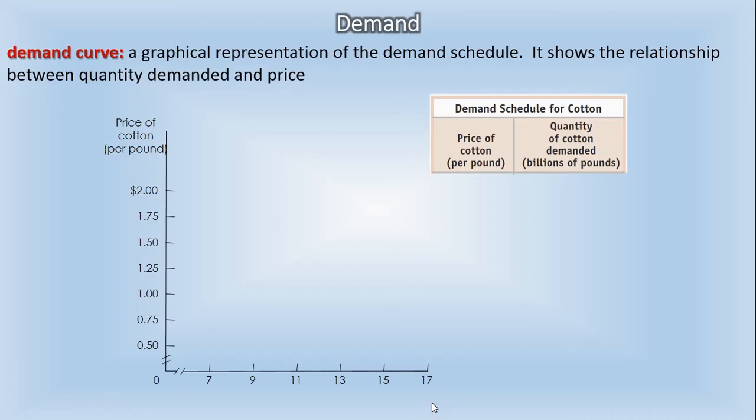And here we're going to see a demand schedule for cotton, and as each point pops up, we're going to plot it. So here's the first one. The price of cotton is $2 per pound. That means that 7.1 billion pounds are purchased. So we can plot that point there.